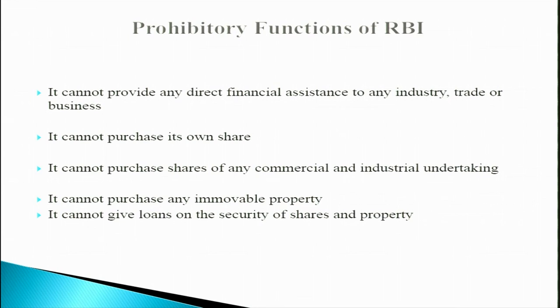It cannot purchase its own share. It cannot purchase shares of any commercial and industrial undertaking. It cannot purchase immovable property. It cannot give loans on the security of shares and property. Why are all these restrictions there? So that we can manage conflict of interest, because we don't want RBI to get involved in any type of business. Once RBI starts doing business, it will be very difficult for RBI to regulate the other banks. So we want to keep RBI as a regulator, not as a commercial vehicle to do business.